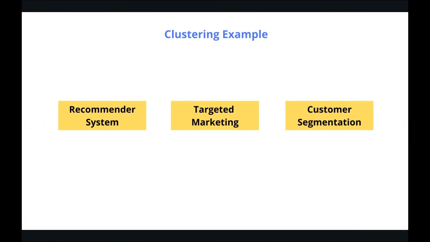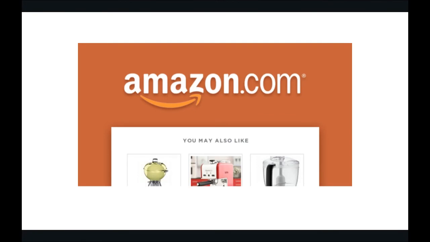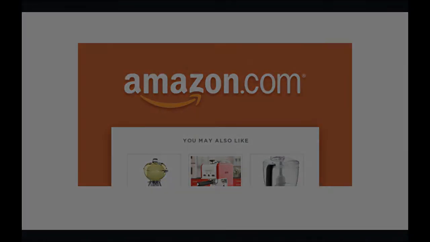And what are the examples, right? What are the real world examples where clustering is majorly used? So that would be your recommender systems. We also use it for target marketing and customer segmentation. So customer segmentation also feeds into targeted marketing. And one of the famous use cases of clustering is the recommendations made by Amazon.com.